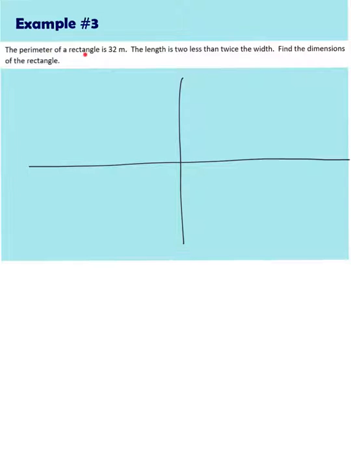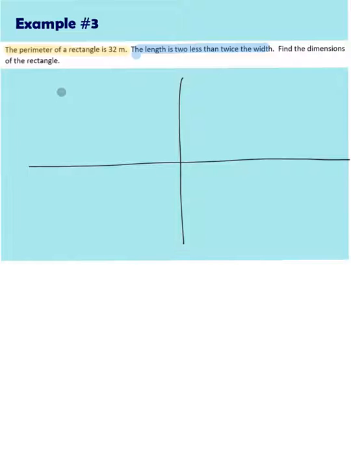It says the perimeter of a rectangle is 32 meters. So that's kind of important. I'm going to highlight that. Then it goes on to say that the length is 2 less than twice the width. Find the dimensions. Okay, well, let's draw a picture of what we're looking at.